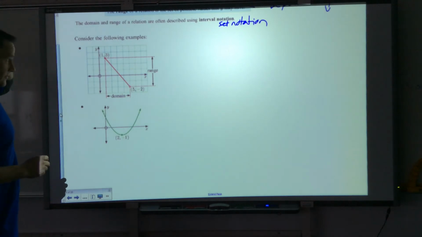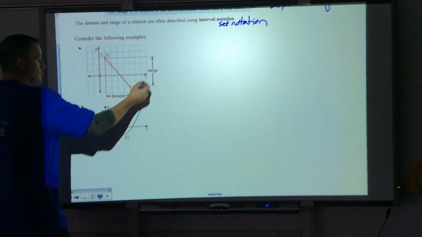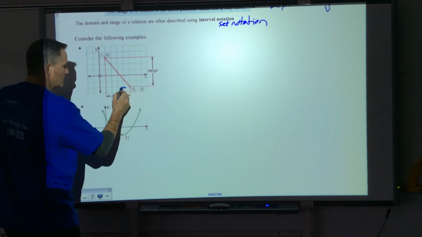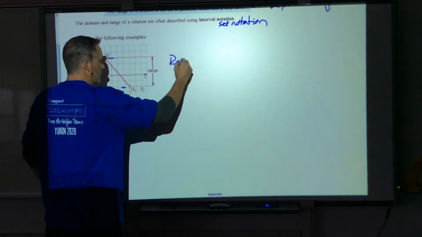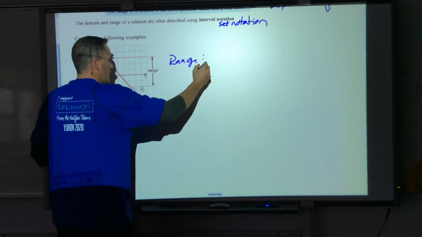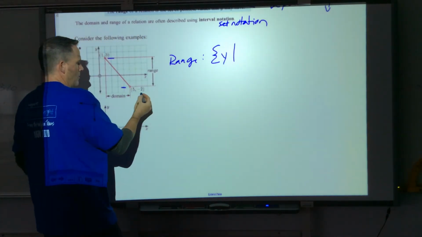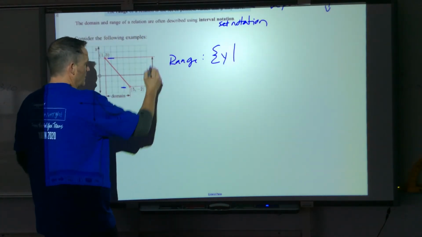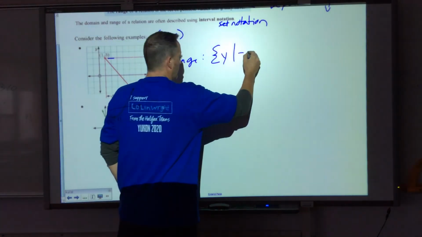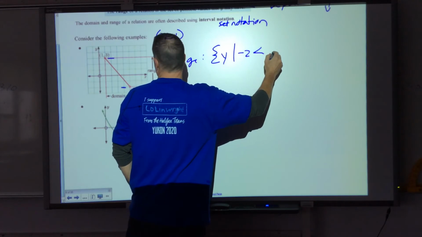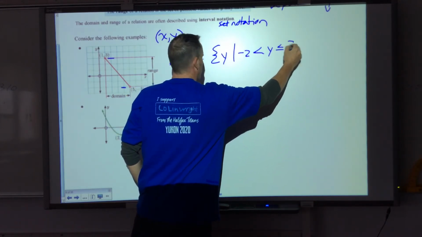So we have this graph, and because our range, in this case, goes from this to this. So my range is a set of y values that go from, remember it's always set up, coordinates are always x, y. -2 is less than y, which is less than or equal to 3.